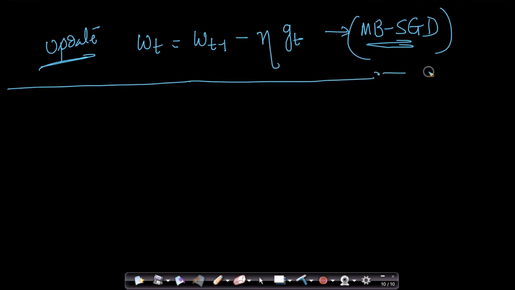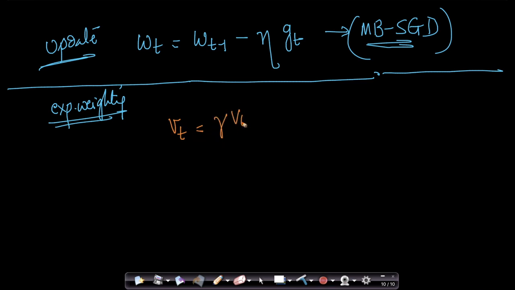Now we'll modify this using our exponential weighing concept. We'll change this slightly. Okay. Let me write the equation here. I will define Vt as gamma times Vt minus 1 plus eta times Gt. Okay, let me just write it. I'll explain this in more detail for you. And I'll define Wt as Wt minus 1 minus Vt.